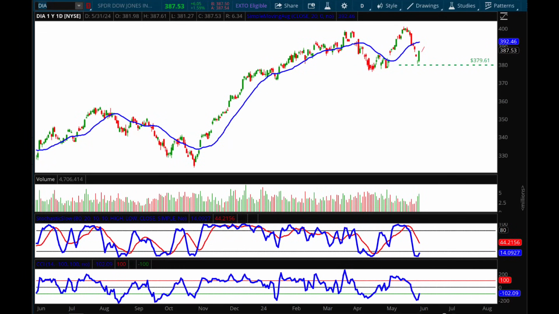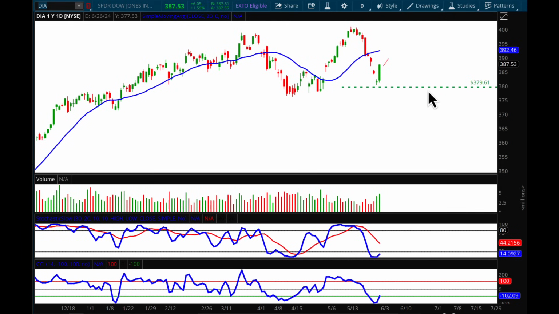I'm AJ Monte, Chief Technical Analyst with StickyTrades, and this is a daily candle chart of the Dow Jones Industrial Average ETF, ticker symbol DIA. As you can see from my chart, I had left my target lines there at 379.61. I've been pursuing that target for a couple of weeks now, and we came within pennies of that target. And you can see that today we did bounce.